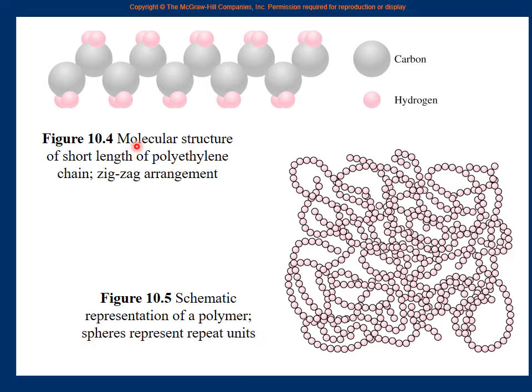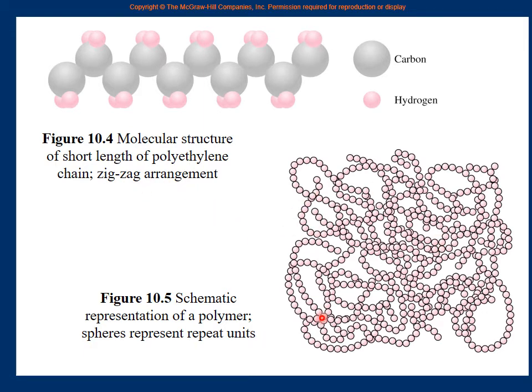Here, if you see, zigzag, right? You go there, go there, go there. This is zigzag. This is carbon, this is hydrogen. So this is a hydrocarbon chain where the bonds go like this and this and this and this. So if the chain forms like this, this polymer is a zigzag arrangement.